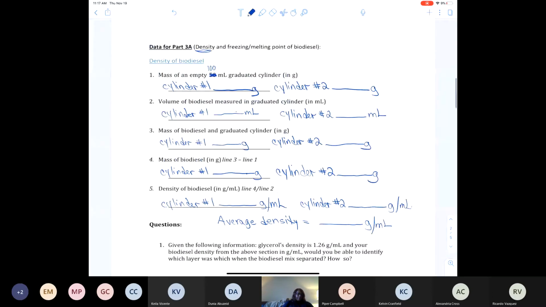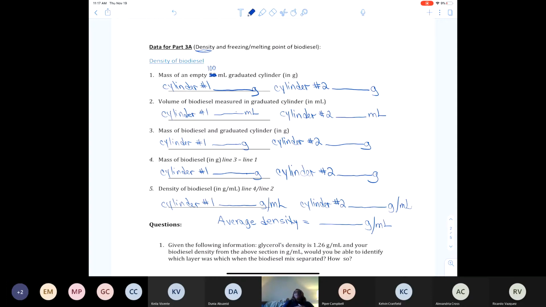So that's a little change to things for part 3A, determining the density. Again, because we produced about 187 total milliliters, I couldn't put all 187 into a 100 mil cylinder, so I had to split it up into 2 different cylinders.